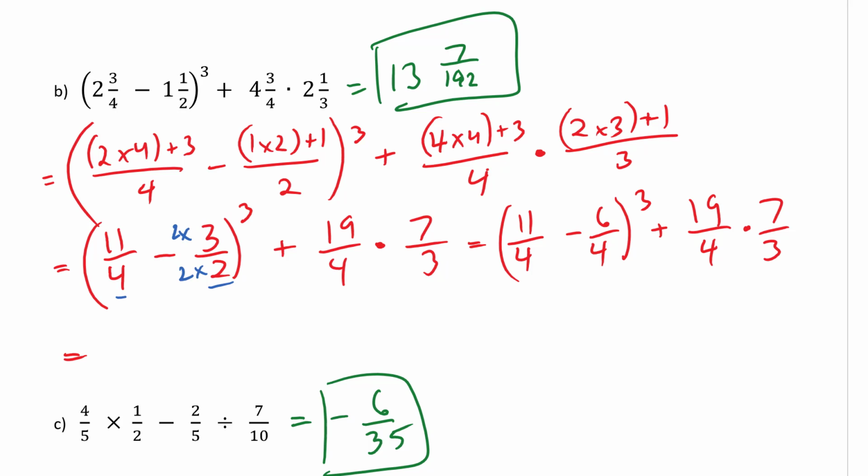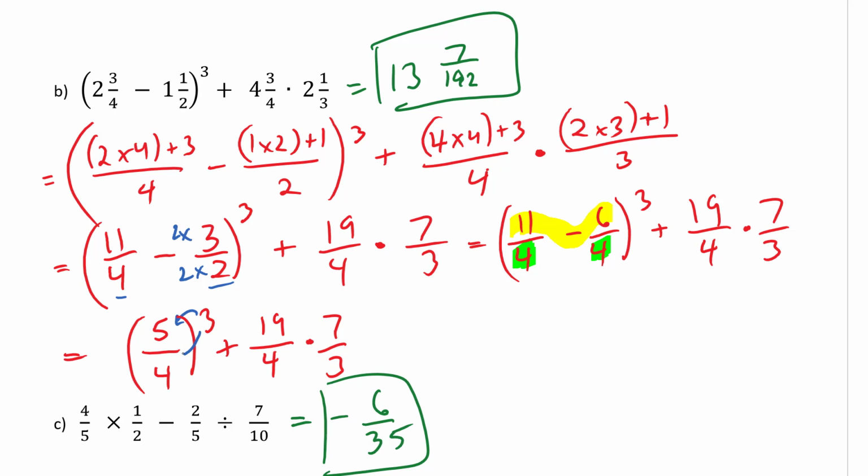Let's combine those together. You can see we have a common denominator. So what do we do? We apply the math to the numerators. 11 minus 6 is 5. Now that we're done our brackets, let's distribute. Now we can distribute the cube to both those values there.